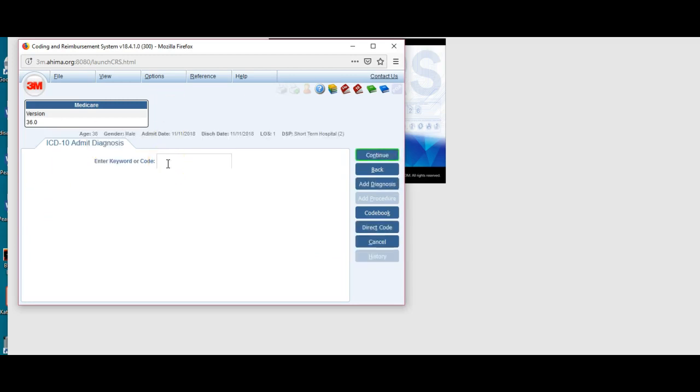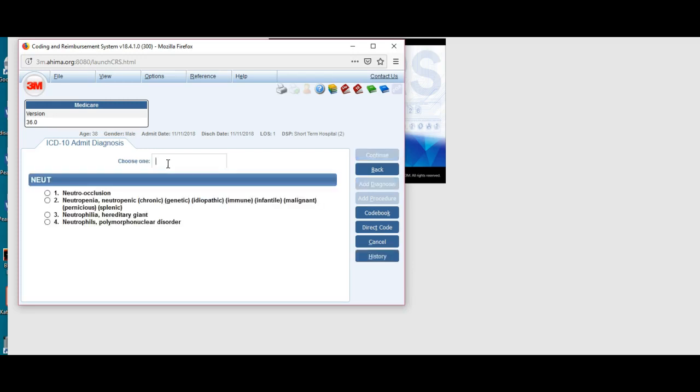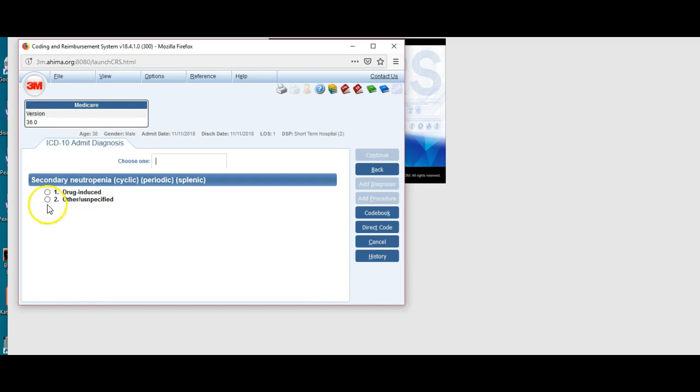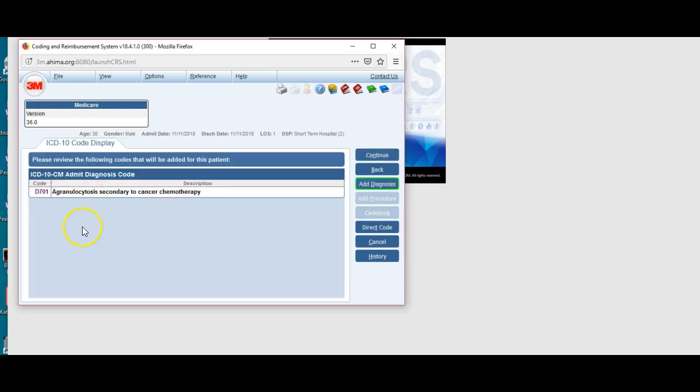So our admit diagnosis is the neutropenia, and it was secondary to, so we're going to hit B, and it was secondary to drug-induced, to the chemotherapy, right? So we're going to hit 1. So D70.1. So that's our admit diagnosis.